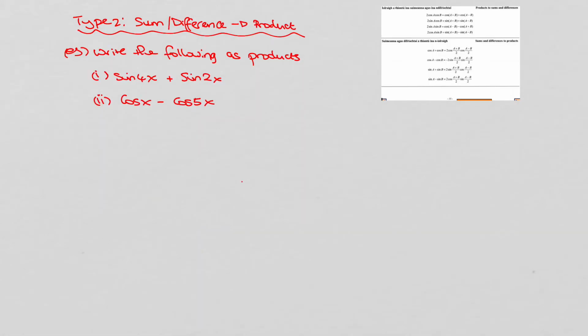The type 2 is where we're going the reverse, where we're given a sum or a difference and we're asked to write it as a product. So what you'll see here on page 15 is sums and differences to product. We're using the bottom half of the page this time.